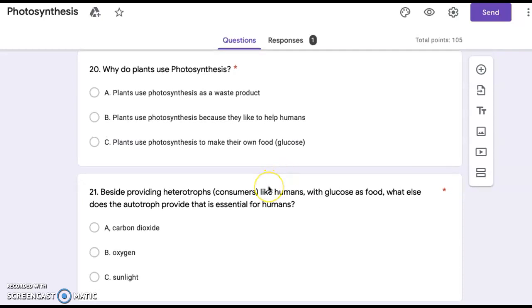And the last one, 21. Besides providing heterotrophs, consumers like humans, with glucose as food, what else does the autotroph provide that is essential for humans? A. Carbon dioxide, B. Oxygen, C. Sunlight.